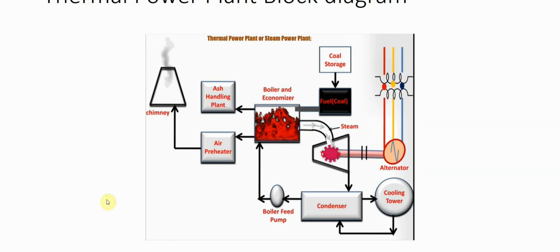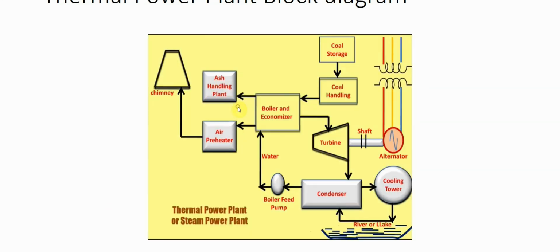And there is an ash handling plant. All the ash will be handled by this plant. So these are the simple parts. And here you can see the river or lake. There is a reservoir, and this cooling tower and condenser. Here we also have the reservoir. Whenever we need extra water, this reservoir will be used.